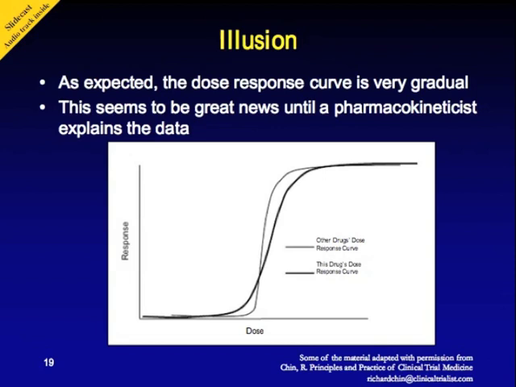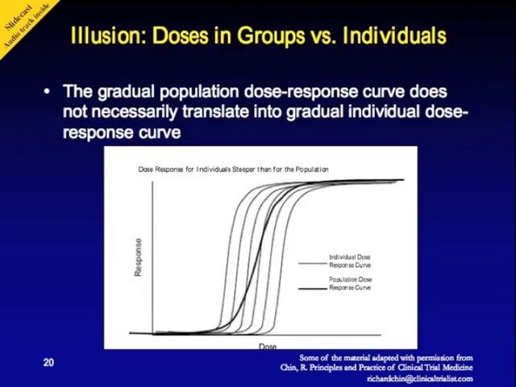Now, the problem though is illustrated on this slide, which is that just because the dose response is wide, gradual for the group as a whole, doesn't mean that it's wide for each person in that group. In fact, the dose response may be very, very steep, but because each individual patient has a slightly different dose response curve, when you average all the dose responses, you may get something that looks gradual when in fact the curve is quite steep for each individual.